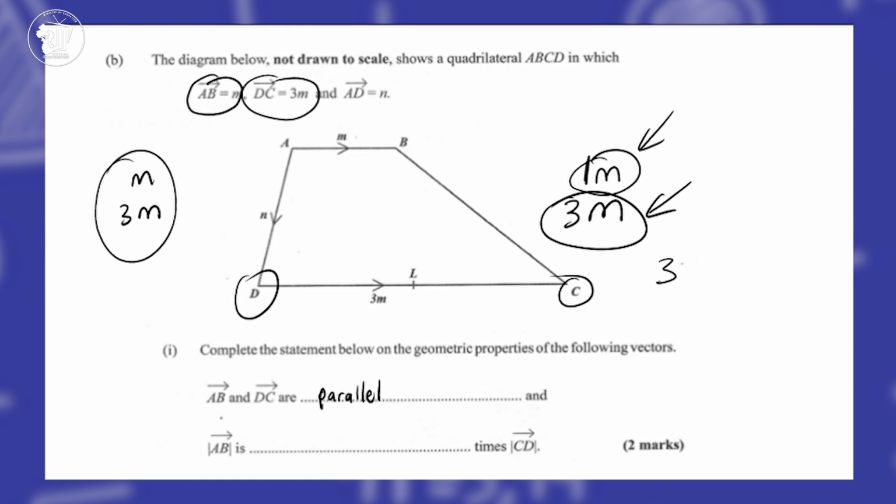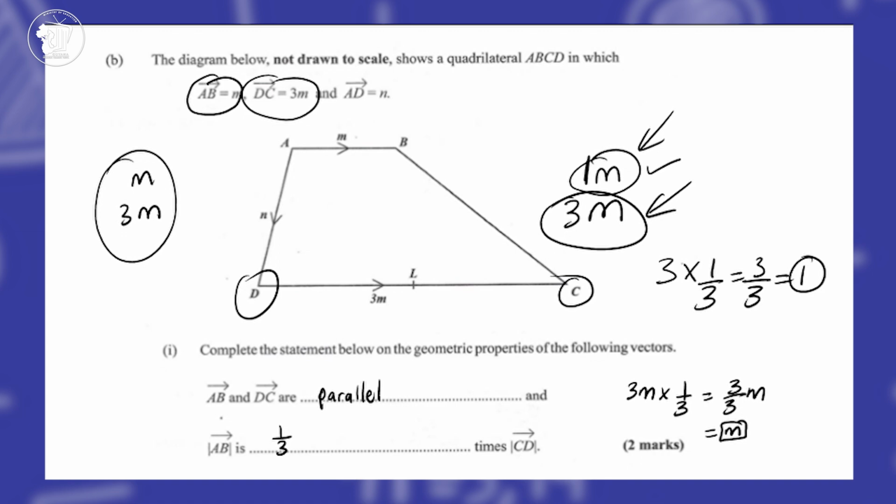So we have 3. So we know 3 multiplied by 1 over 3 will give us 3 over 3, which is 1. In this case, it should be the m. So we can say AB is 1 over 3 times CD. Because if we multiply CD, which is 3m, by 1 over 3, we will end up with 3 over 3 m, which would be the same as 1m, which would be the same as m. So AB is 1 over 3 times CD.